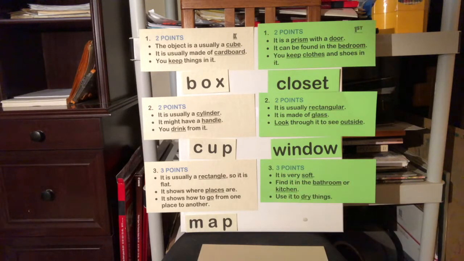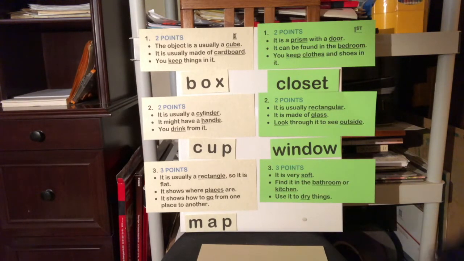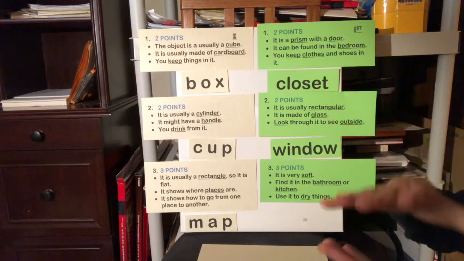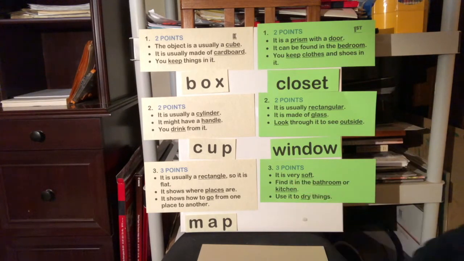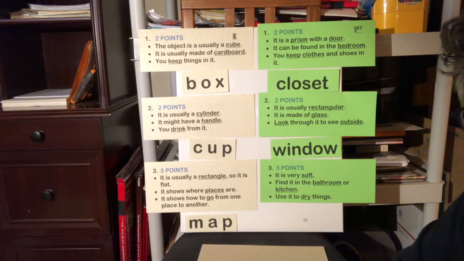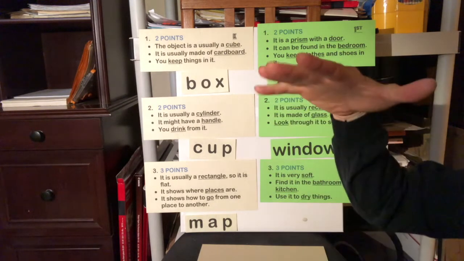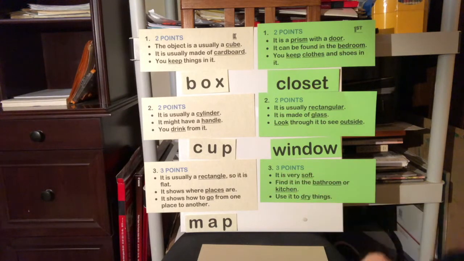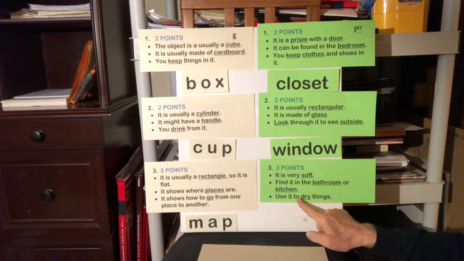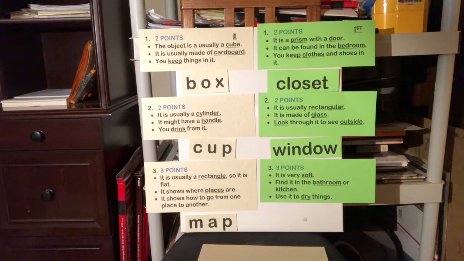Number 3 for the first graders, also worth 3 points. It is very soft. Remember the story about Anansi the spider? One of his sons' name was Cushion. Cushion was very soft. This object is very soft. Find it in the bathroom or the kitchen. Use it to dry things.